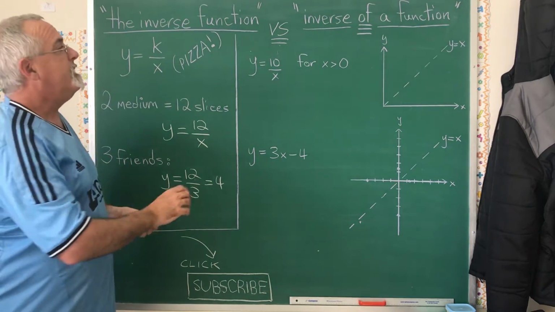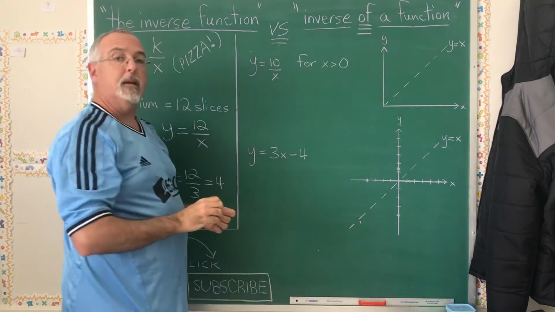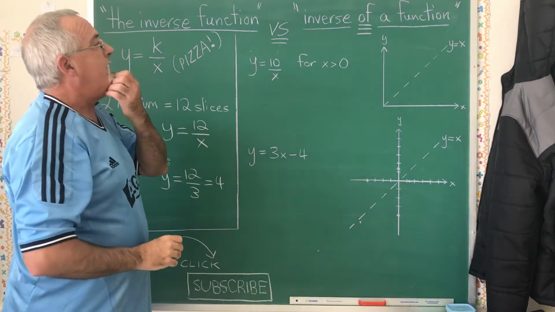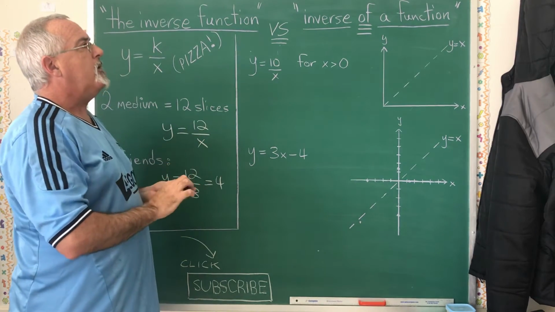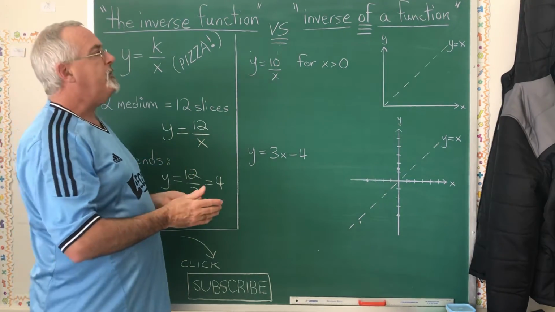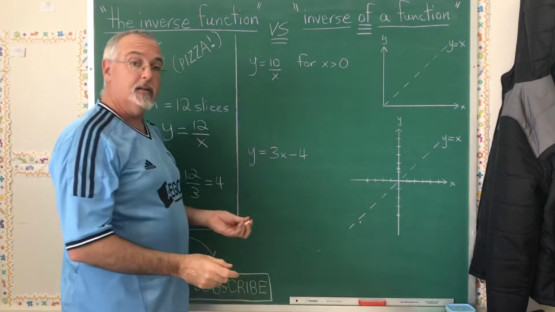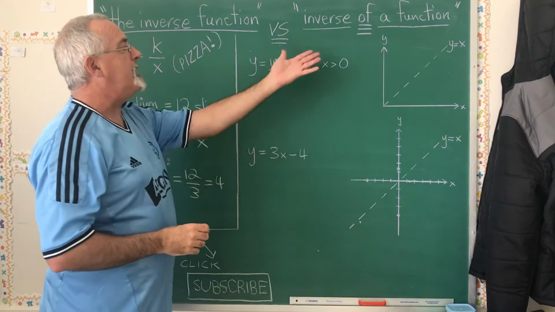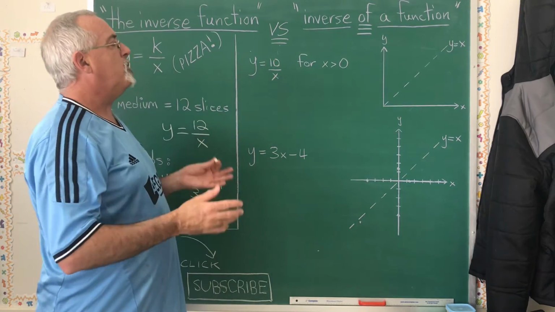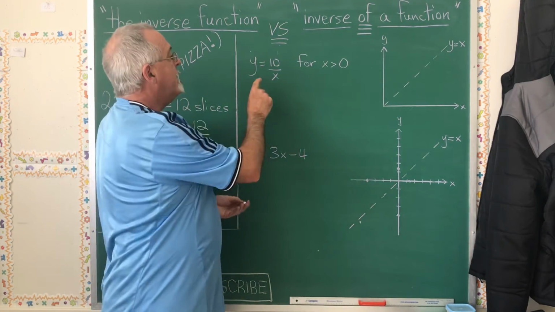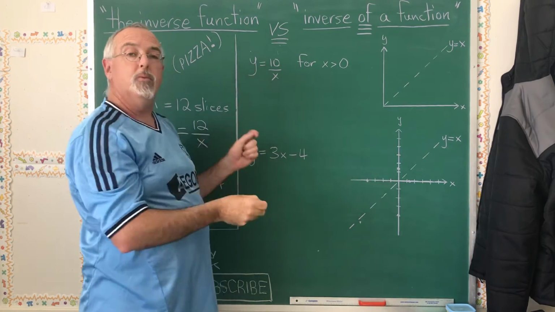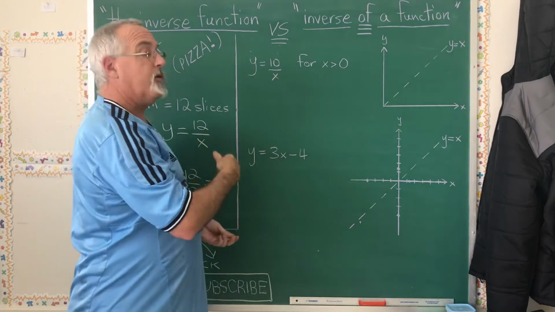But the inverse of a function means something else. It means, what will that function look like if you draw a reflection of it across the line y equals x? That's one way of looking at the meaning of it. It also means, what will that function look like if you switch the positions of x and y, and then graph the result?